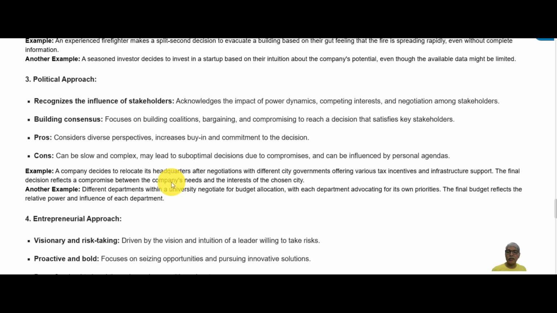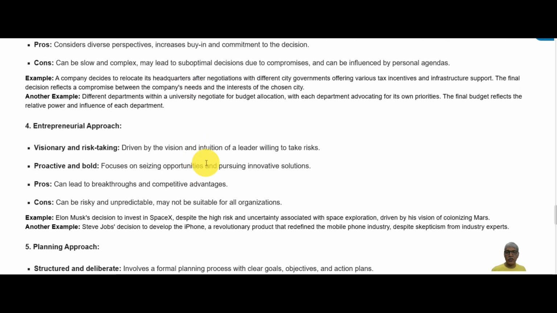Now, in strategic management, you also have the entrepreneurial approach. Let's take, for example, Elon Musk deciding to invest in SpaceX. Even if the risk is very high and the uncertainty is there associated with space exploration, still his vision to colonize Mars drives him as an entrepreneur to go forward. So this is visionary and this is risk taking. Steve Jobs also did this to develop the iPhone. It's a proactive and bold decision.